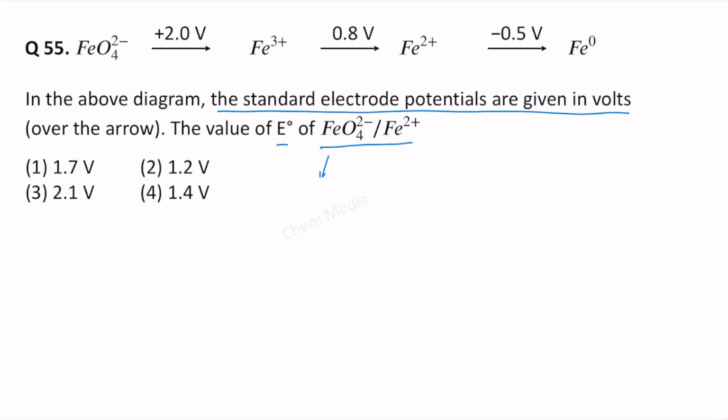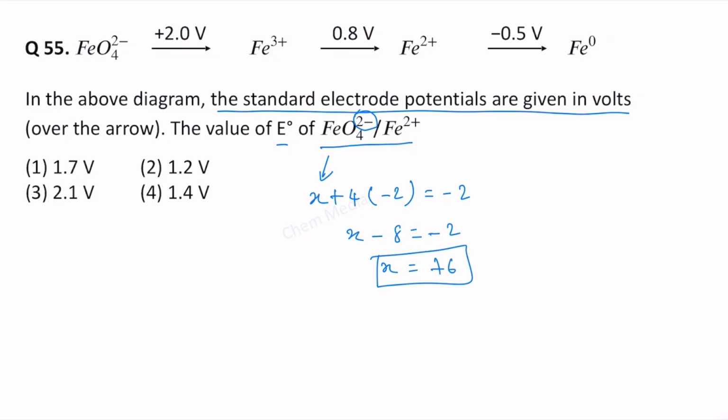First of all, we need to figure out the oxidation state of Fe in the ferrate ion. We don't know that, therefore let us keep it as x plus 4 times -2 for oxygen, typically, that is equal to -2 because the net charge given here is 2-. Therefore x minus 8 equals -2, therefore x is equal to +6. Therefore the oxidation state of Fe in FeO4 2- is +6.